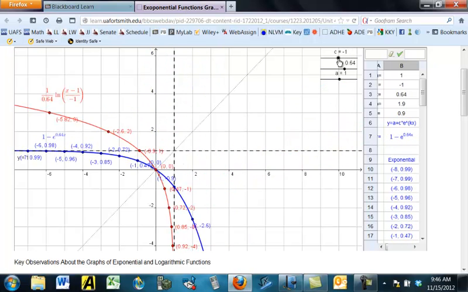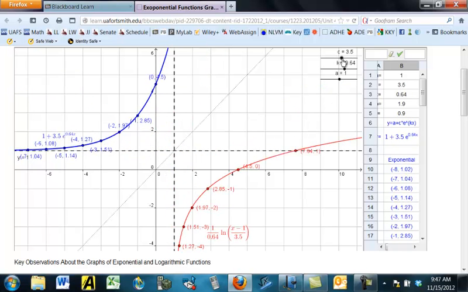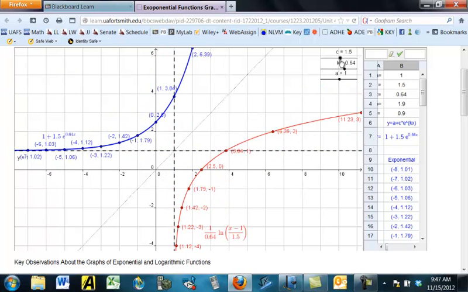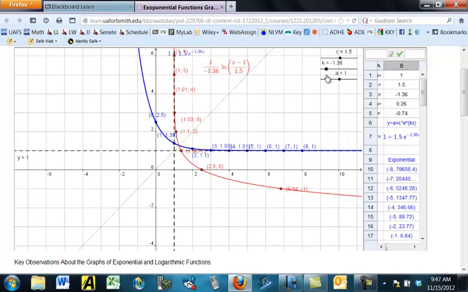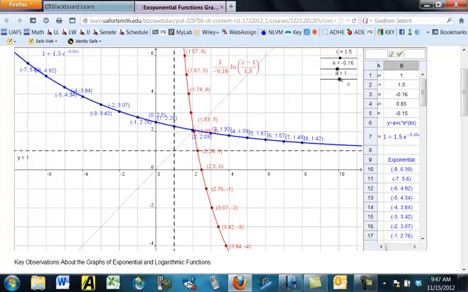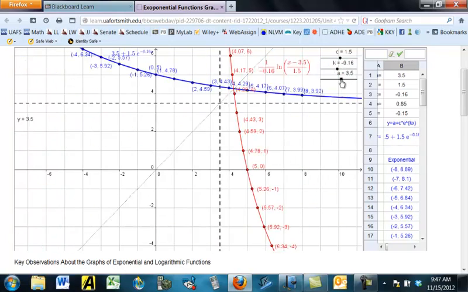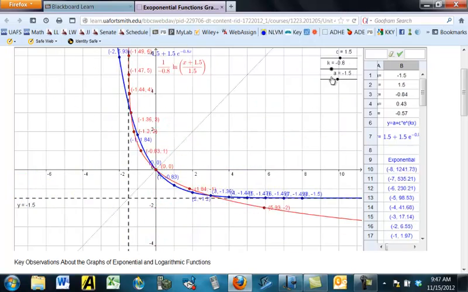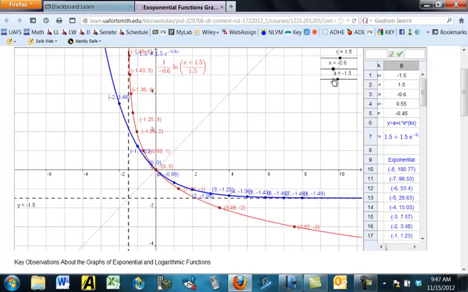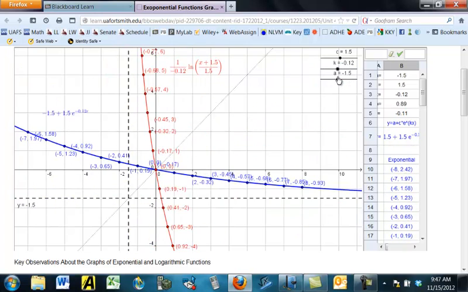Okay. Now, if C is negative, it's flipped over. So let's look at C as positive. If C is positive, notice the blue graph is always above the line y equals A, the asymptote. It doesn't matter whether K is positive or negative, the blue one is still above that line. See that? And it doesn't matter whether that line is positive or negative, the blue one is still above the line. Well, what about the red one? The red one is to the right of its vertical asymptote, regardless of what K is.